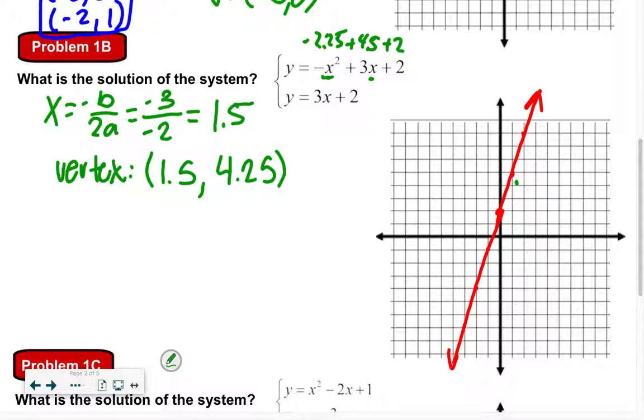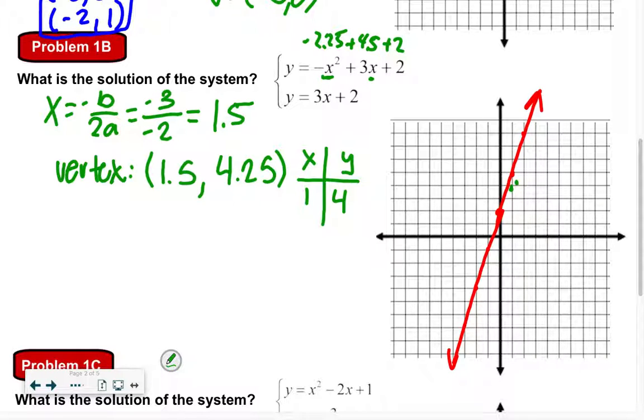Now what I would do in this instance, since our vertex isn't at a nice point, is plug points in. I would find out where 1 is. So I would make a little t-chart, or you can just do it mentally. If I plug in 1, I get negative 1 plus 3 plus 2, which is how much? 4. So plot 1, 4.